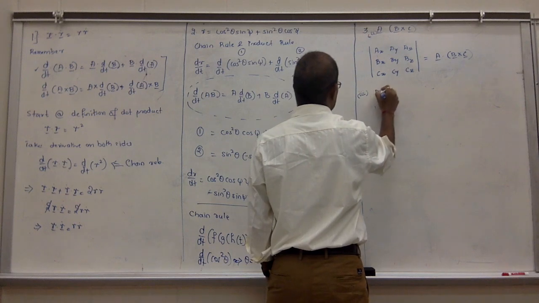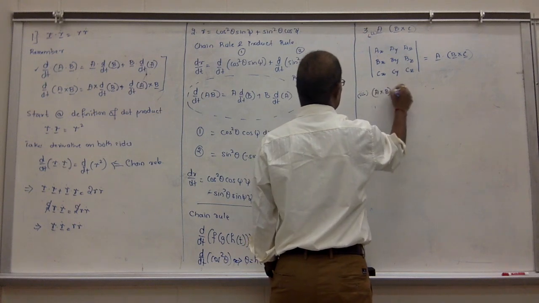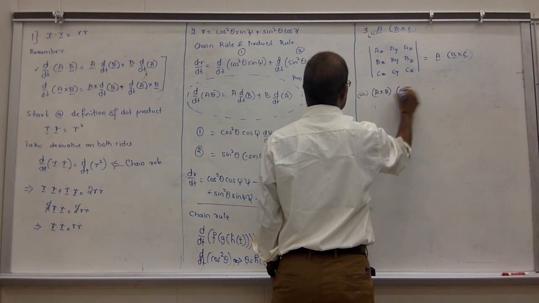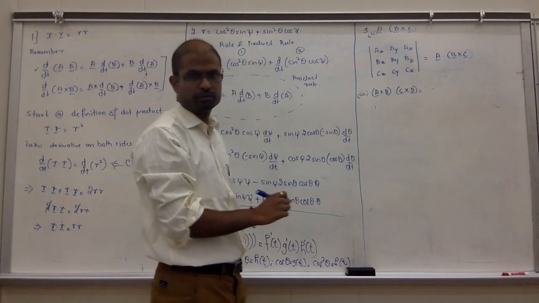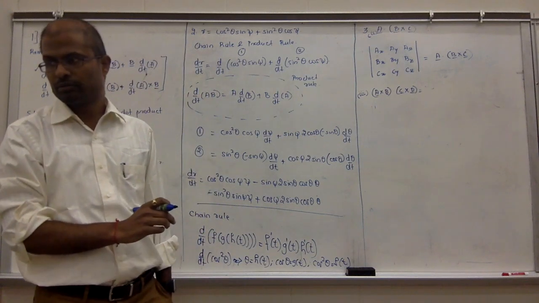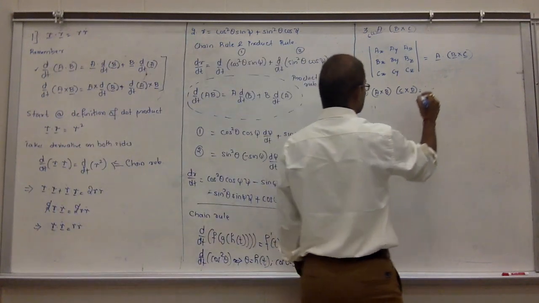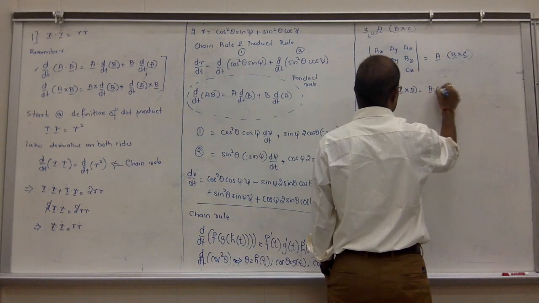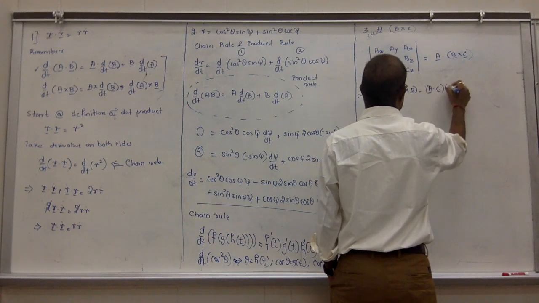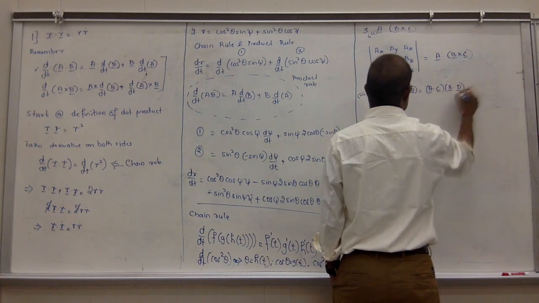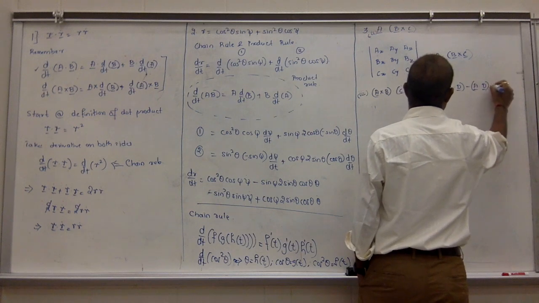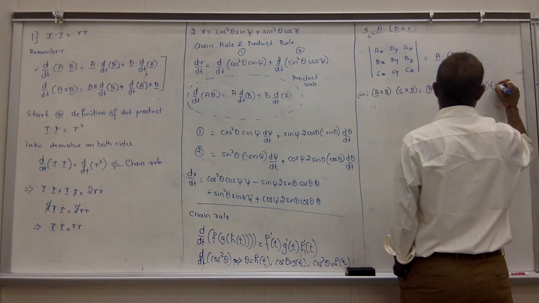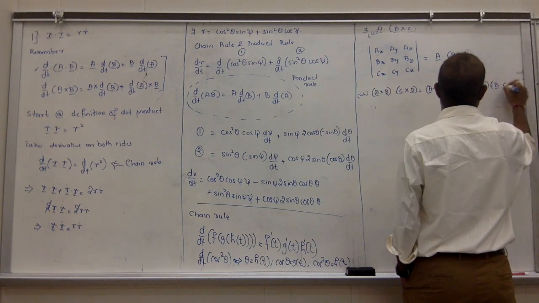The third one is A cross B dotted with C cross D. That's what we have. It is equal to A dot C times B dot D, minus A dot D times B dot C.